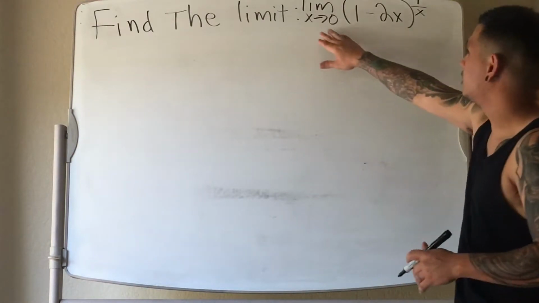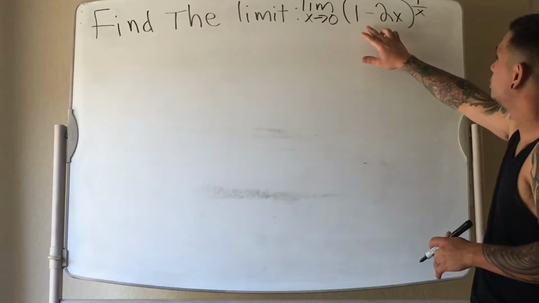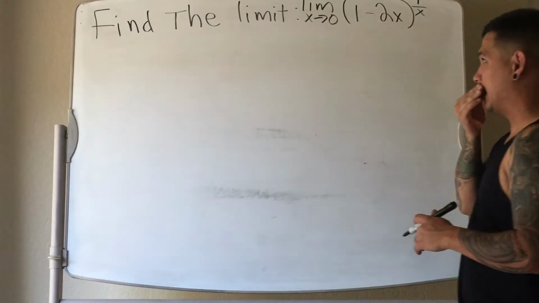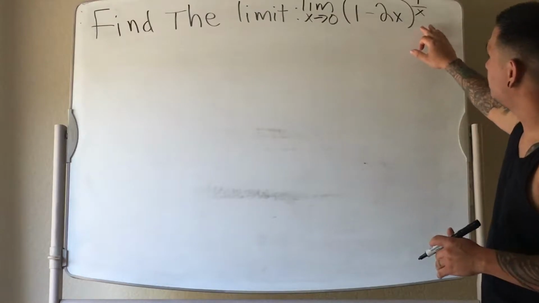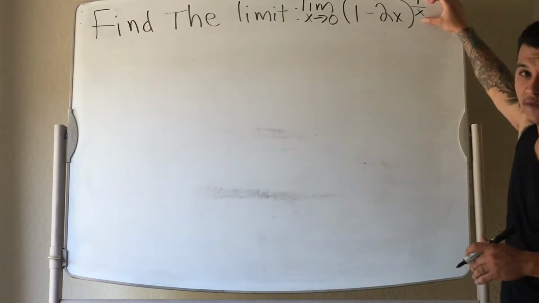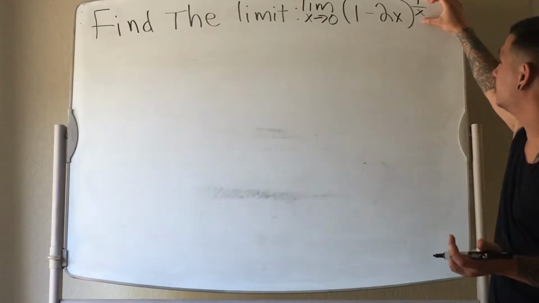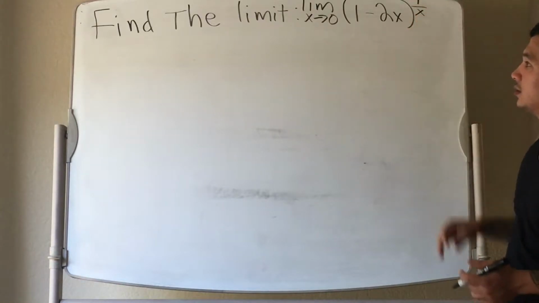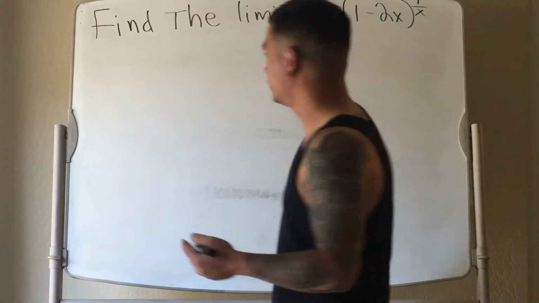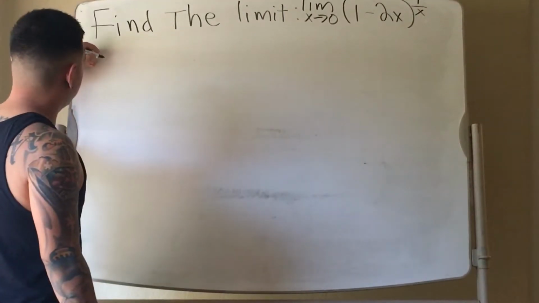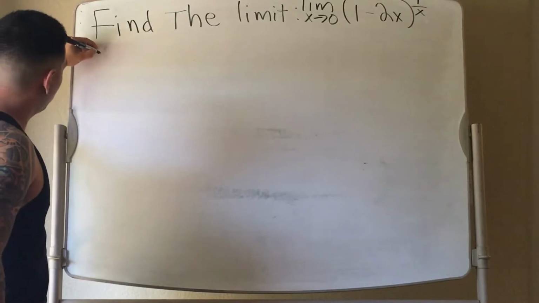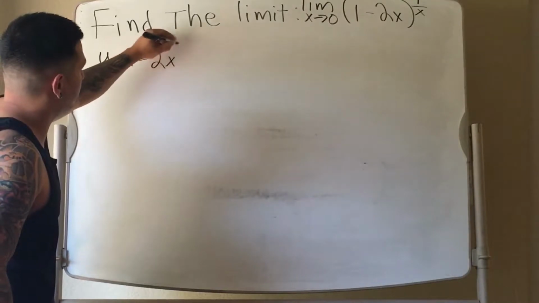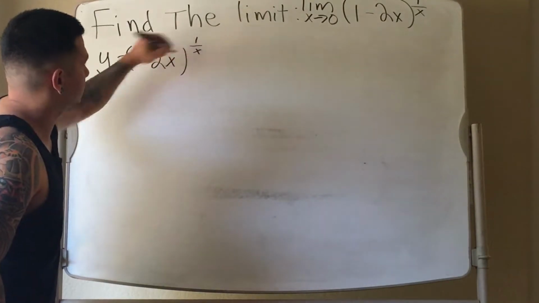So we're going to find the limit as x approaches 0 of the function (1 minus 2x) to the 1 over x power. Now, these in particular, you have to be careful because anytime you have a variable in your exponent, chances are you're going to have to use natural log to get it down. So what I like to do is I like to say that y equals (1 minus 2x) to the 1 over x power.